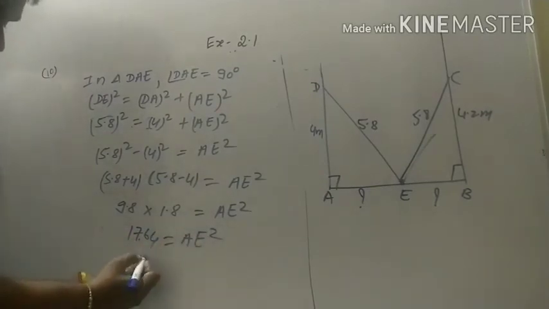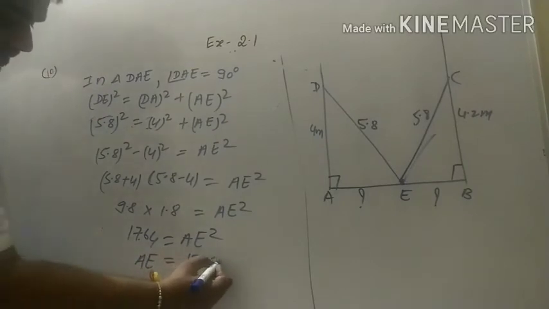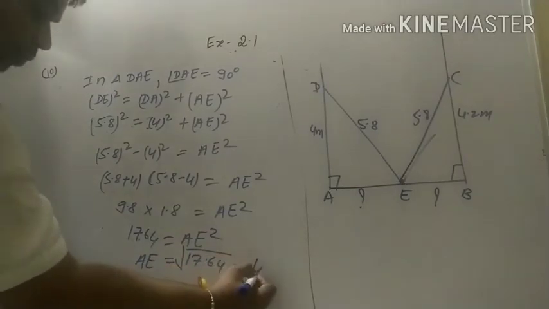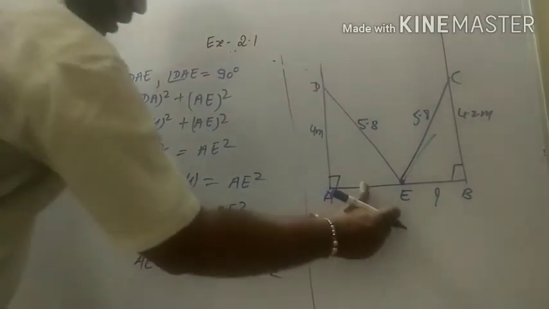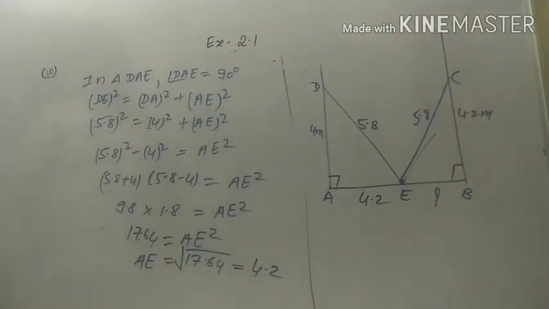Therefore AE is equal to the square root of 17.64. What is the square root of 17.64? The square root of 1764 is 42, so the square root of 17.64 will be 4.2. So the value of AE is 4.2. Now we find EB.